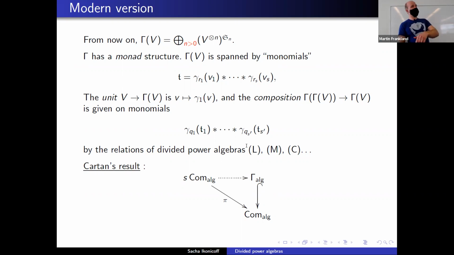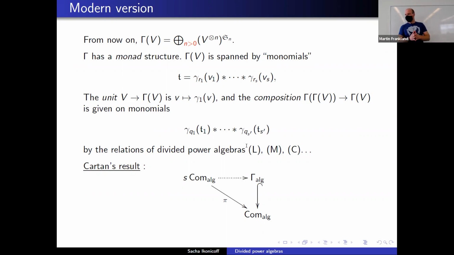And so the result of Cartan can be reformulated by saying that you have that homotopy functor that takes simplicial commutative associative algebras and spits out a commutative associative algebra. These factor through the category of divided power algebras. Anyway, that's just categorical abstract nonsense.